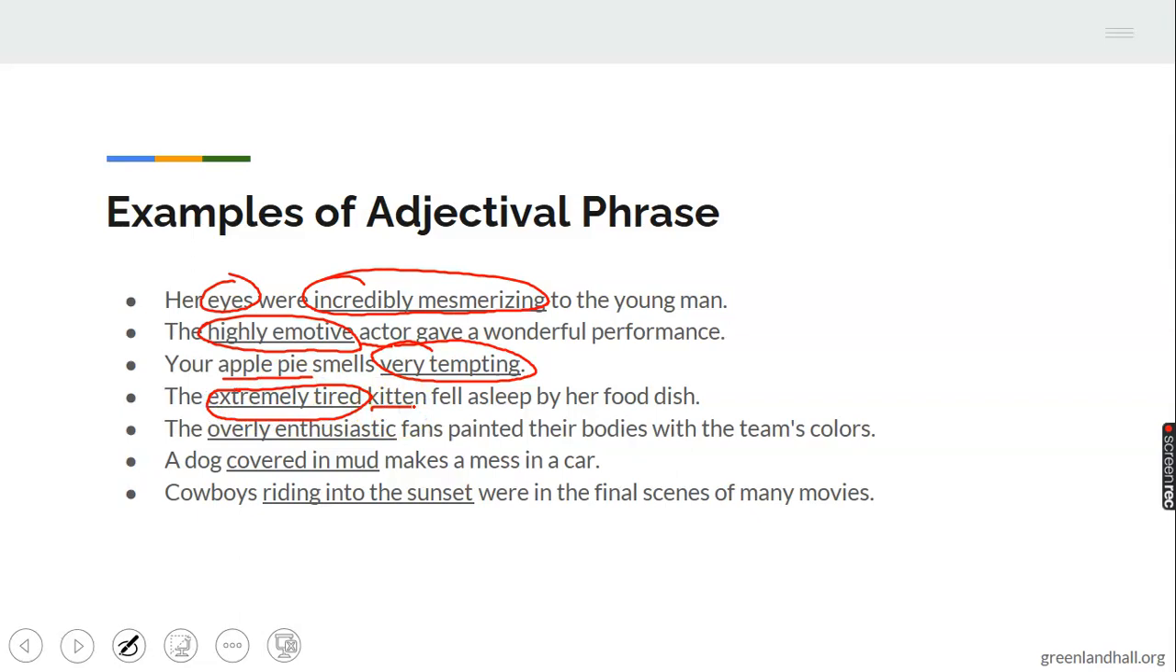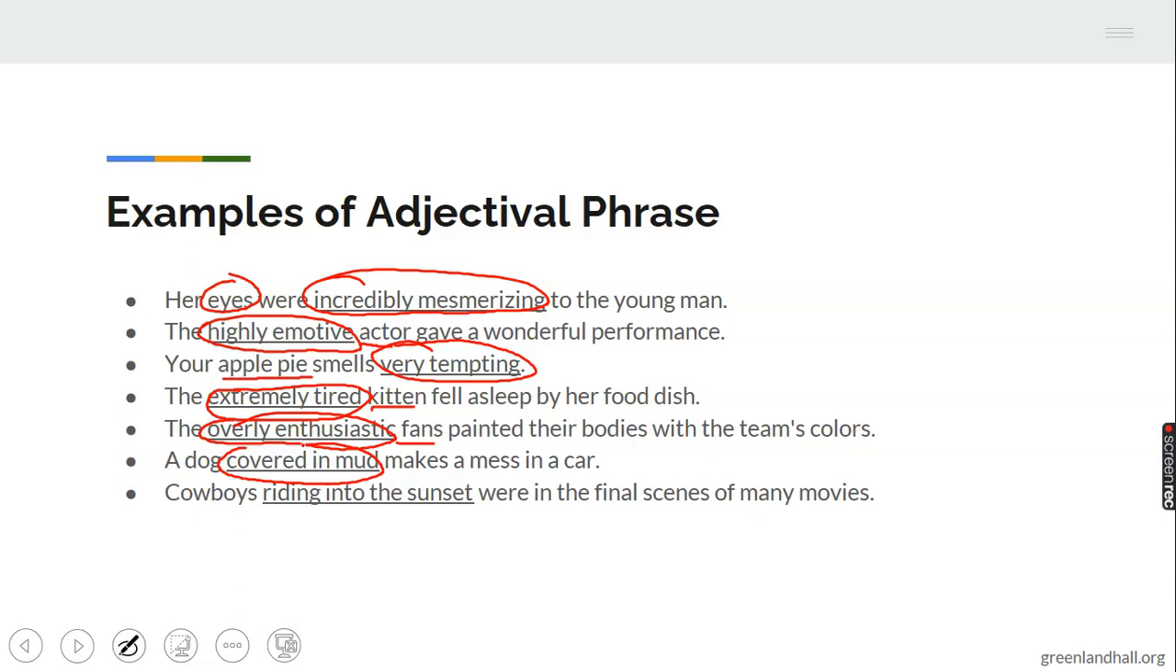The overly enthusiastic fans painted their bodies with their team's color. Which fans? Which kind of fans? The overly enthusiastic ones. That is telling you the kind of fans that did that. Number six: the dog. Which dog? The one covered in mud. The dog covered in mud did what? Made a mess in a car.